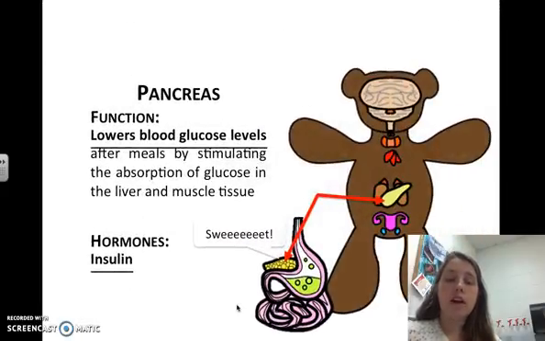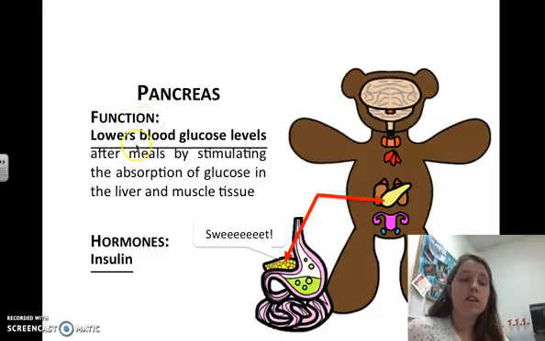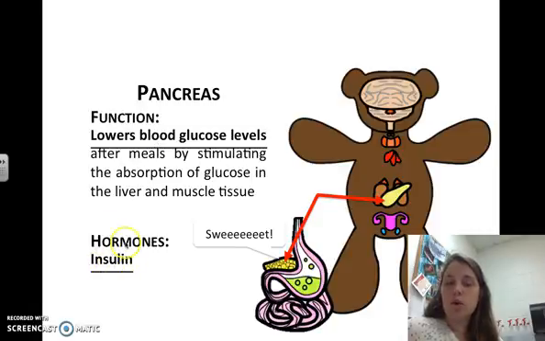Then you have the pancreas. The function of the pancreas is that it lowers blood glucose levels after meals by stimulating the absorption of glucose in the liver and the muscle tissue. So the pancreas is what is responsible for your blood sugar, and basically insulin is the biggest hormone that comes out of the pancreas. And in some people, the insulin doesn't work very well, or the pancreas doesn't work very well, or there's some issue between the two of them, and that's when you get things like diabetes.